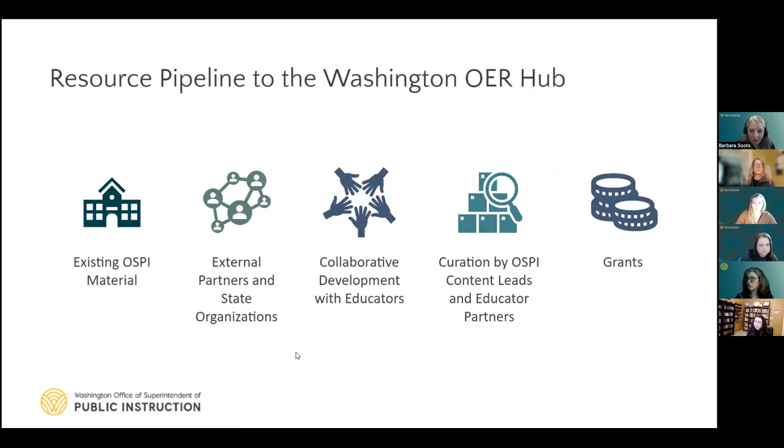There are a number of different pathways by which resources make their way onto our Washington Hub. The first is existing OSPI material that's been legislatively mandated. So for instance, our Since Time Immemorial Tribal Sovereignty curriculum is one that would fall into that category. The second way is our external partners. We work with different state organizations. We also collaborate with expert educators from across the state, offering small contracts to create materials.